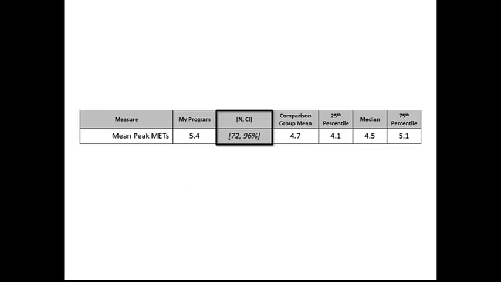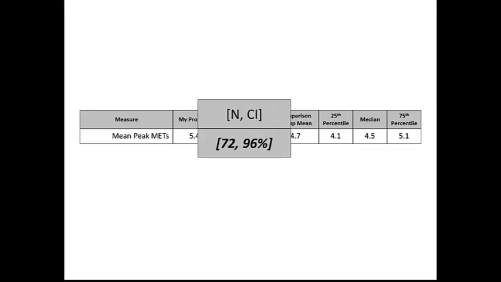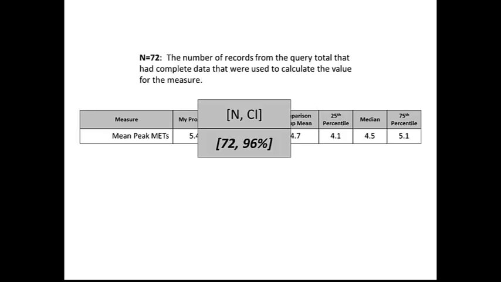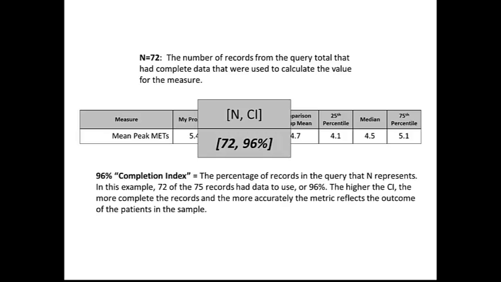Now, the other thing that I look at is this gray column in the performance table. And there are two numbers in this. The first number is just the number of records from the total query that had complete data that were used to calculate the value for the measure. So in this example, we had 72 records that had discharge values in order to complete the mean peak MET average. The second number is called the completion index.